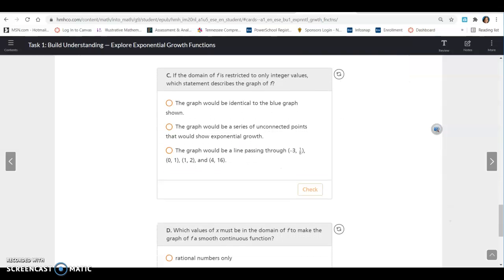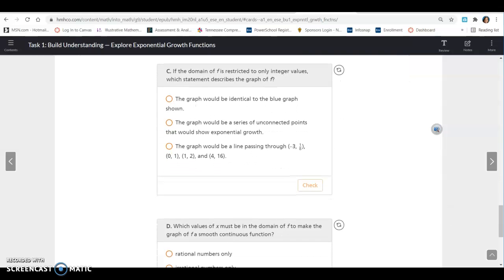All right, it says if the domain of f is restricted to only integer values, what statement describes the graph of f? All right, it says the graph would be identical to the blue graph shown.